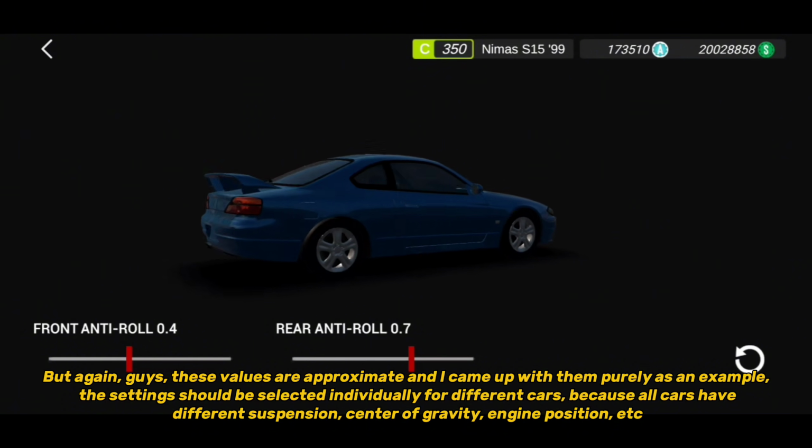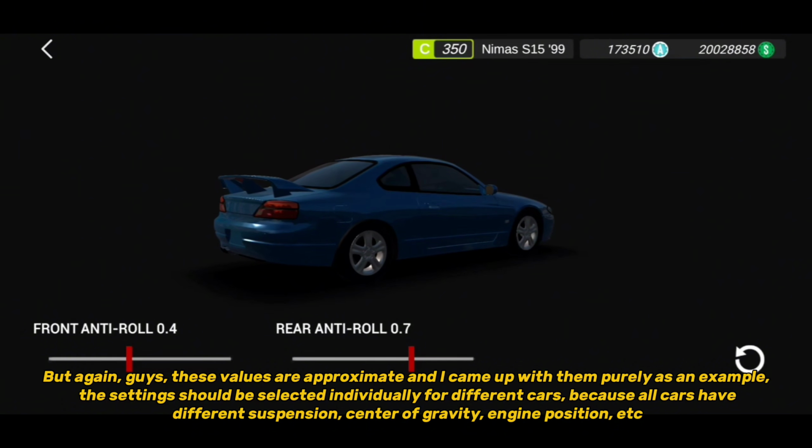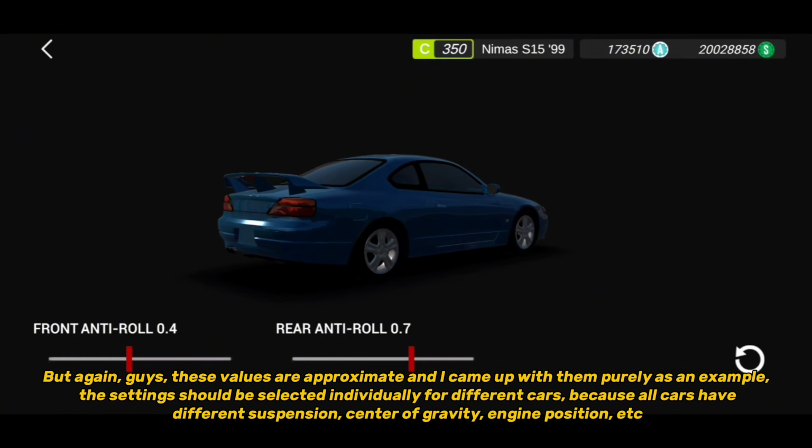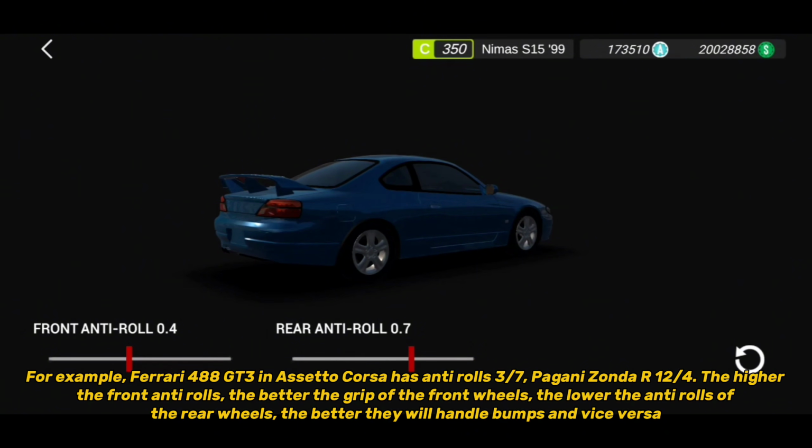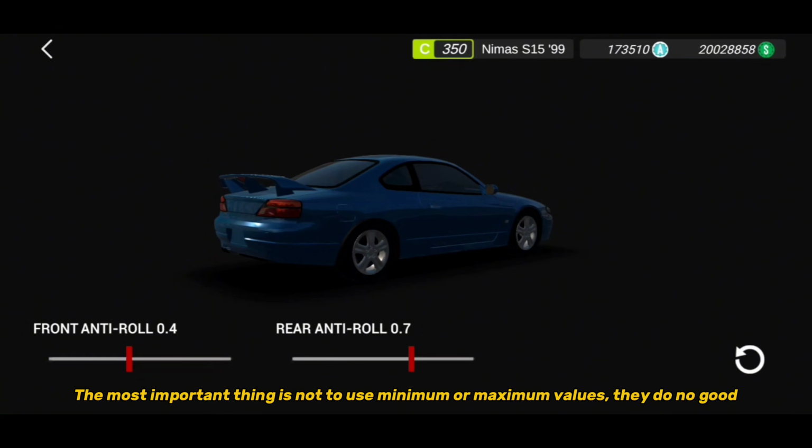The settings should be selected individually for different cars, because all cars have different suspension, center of gravity, engine position, etc. For example, Ferrari 488 GT3 in Assetto Corsa has anti-rolls 3/7, Pagani Zonda are 12/4. The higher the front anti-rolls, the better the grip of the front wheels. The lower the anti-rolls of the rear wheels, the better they will handle bumps and vice versa. The most important thing is not to use minimum or maximum values, they do no good.